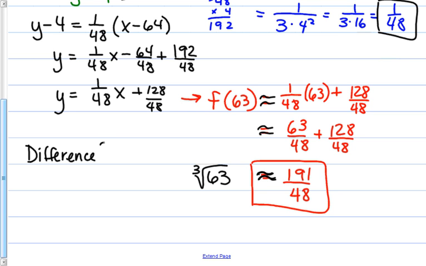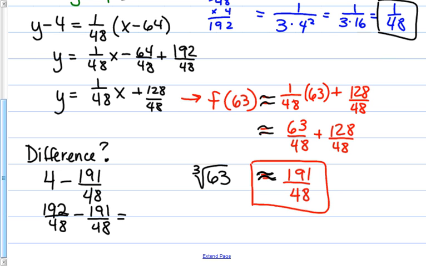So the difference would be 4 minus 191 over 48. Luckily, we already know what 4 times 48 is, right? Because I had to find that earlier. So 192 over 48 minus 191 over 48. So how much less is it? It's 1 over 48, which looks familiar, right? Because of the slope. Okay, so this is how much less the cubed root of 63 is than 4.